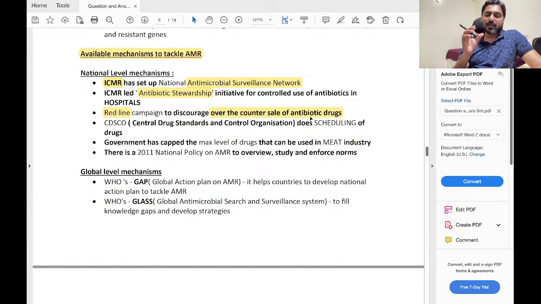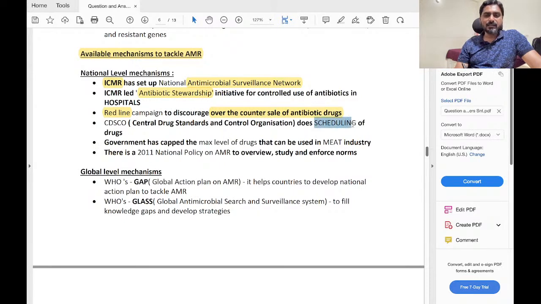In medicines, you would have seen there are some red markers or a red strip is drawn, which highlights that this is a drug which you shouldn't buy without a doctor's prescription. So it is like a visible marker to convey to you that you shouldn't buy this medication without a doctor's prescription.